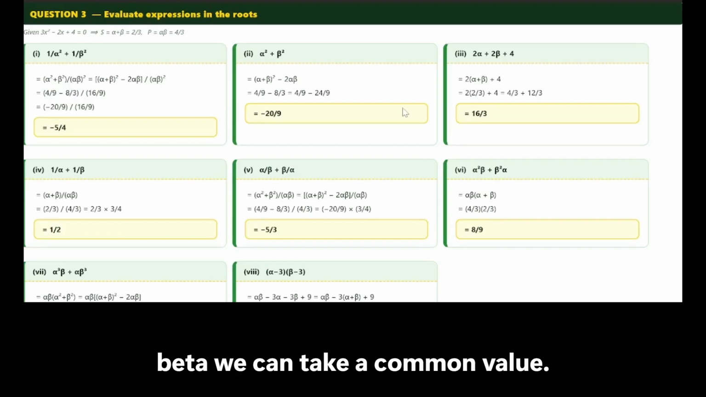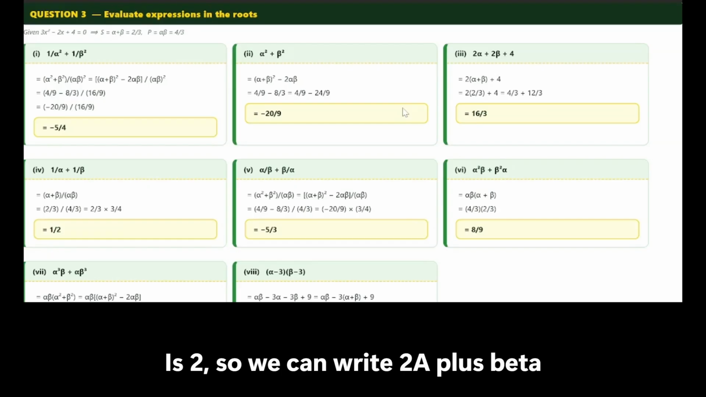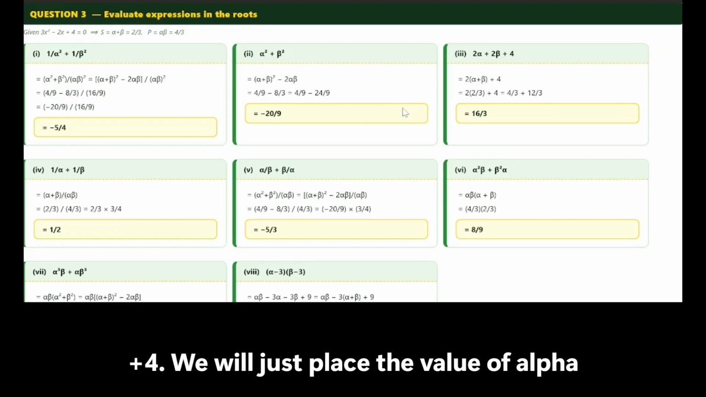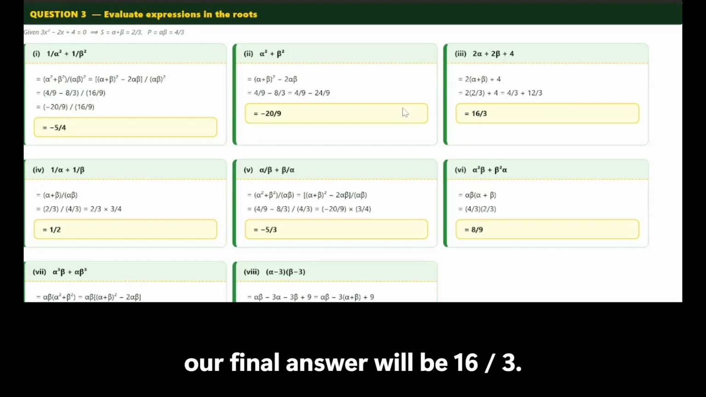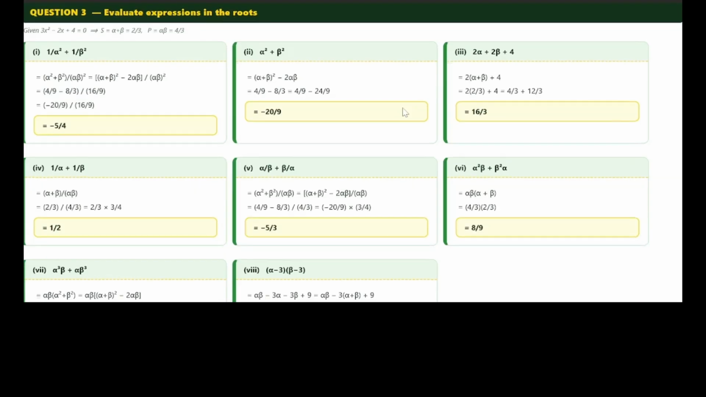Moving on to the third part, here we have 2 alpha plus 2 beta plus 4. So between alpha and beta, we can take a common value which is 2. So we can write 2 into alpha plus beta plus 4. We will just place the value of alpha plus beta, which is the sum of roots, and our final answer will be 16 divided by 3.